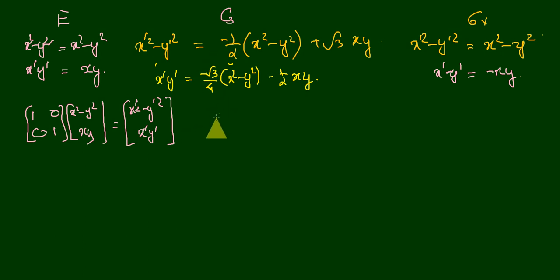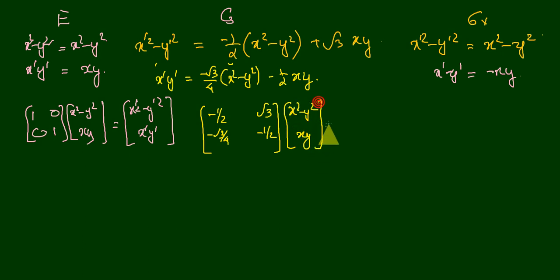Okay, the matrix form means minus half, then root 3 by 2, then minus root 3 by 2, then minus half, okay, then x square minus y square, then xy is equal to x dash square minus y dash square and x dash y dash.